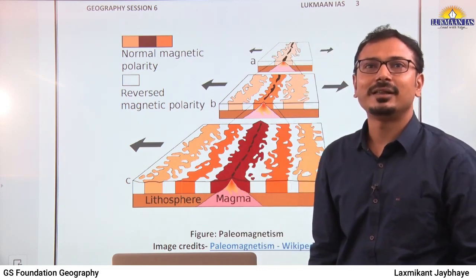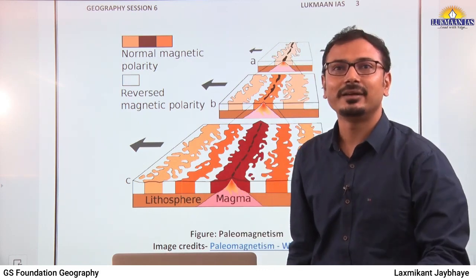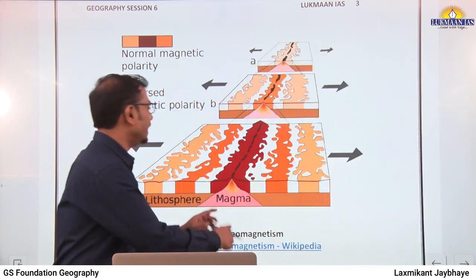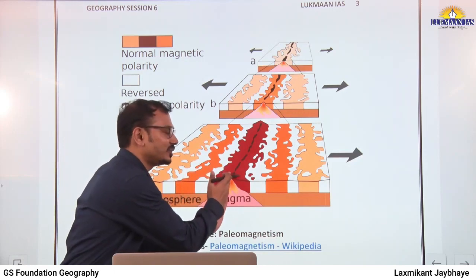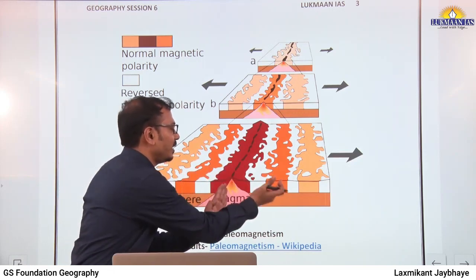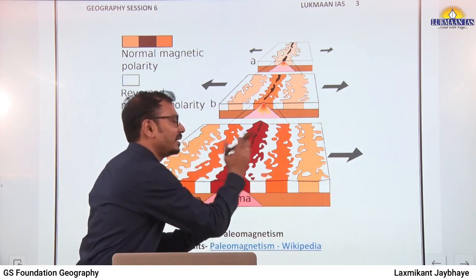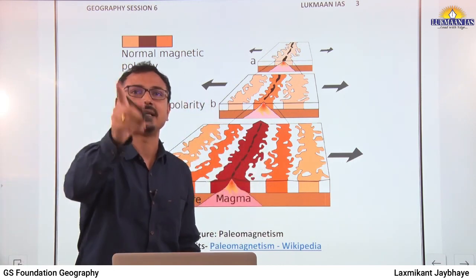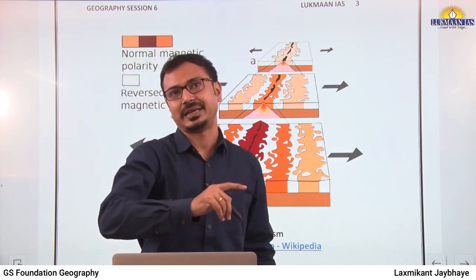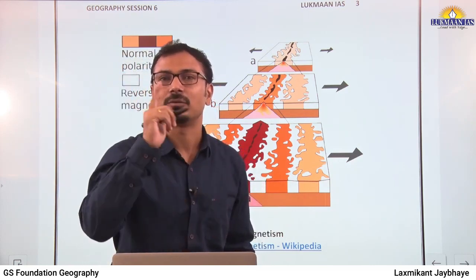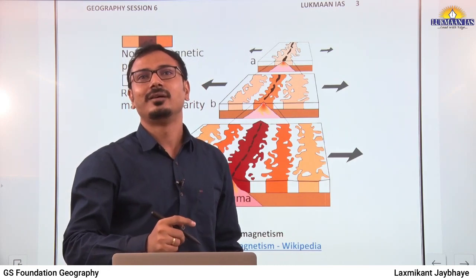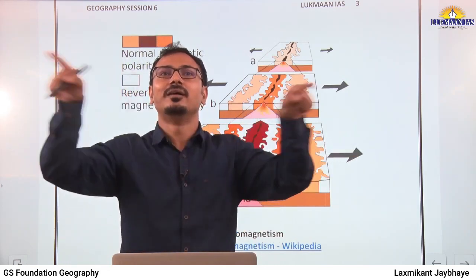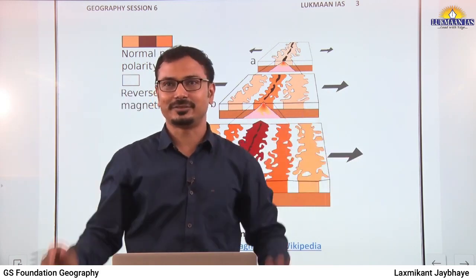How did we understand that the sea floor is spreading? Because the rocks equidistant from the mid-oceanic region have the same magnetic polarity. That means they were formed at the same time. Their age is also the same. Their magnetic polarity is also the same. That means they were once together and are now separated on either side of the mid-oceanic region.